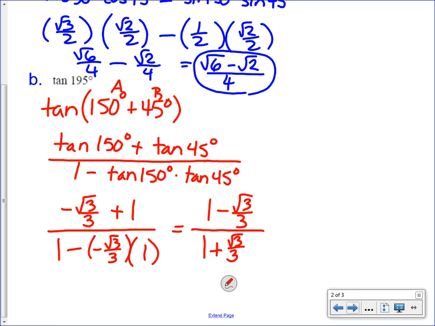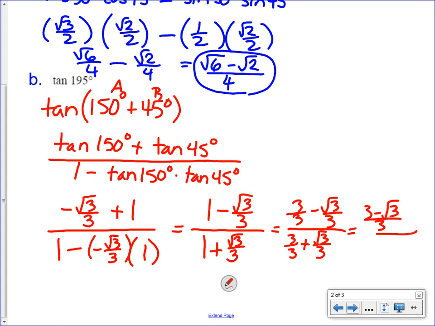Okay, now this one takes a little simplifying. First of all, in the numerator, we're subtracting fractions, so we need a common denominator. So we'll make this 3 over 3. And then we'll do the same thing in the denominator. Okay, so then we're going to add our numerator and put it over our common denominator.